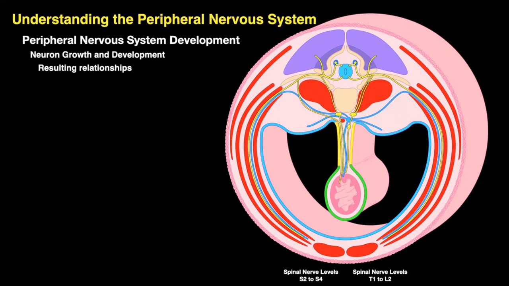Here's your gray rami coming up. Notice the white rami is only on the T1 to L2 side. There's your sympathetic trunks, sympathetic splanchnics, pre-vertebral ganglia, parasympathetic splanchnic nerve, dorsal and ventral roots, dorsal ganglion. See, it's all right there. That's what we just built, and we perfectly understand the logic behind it.